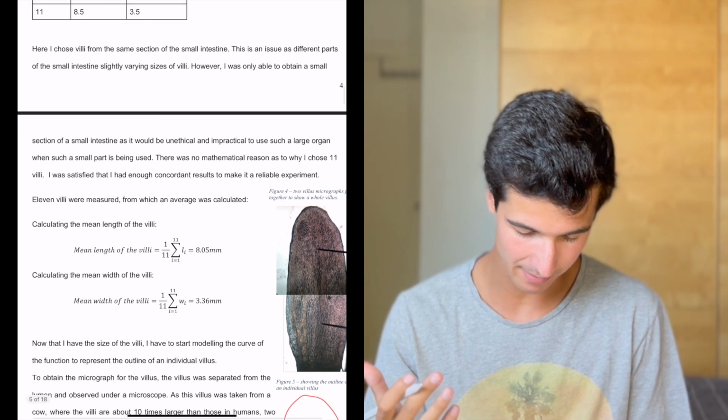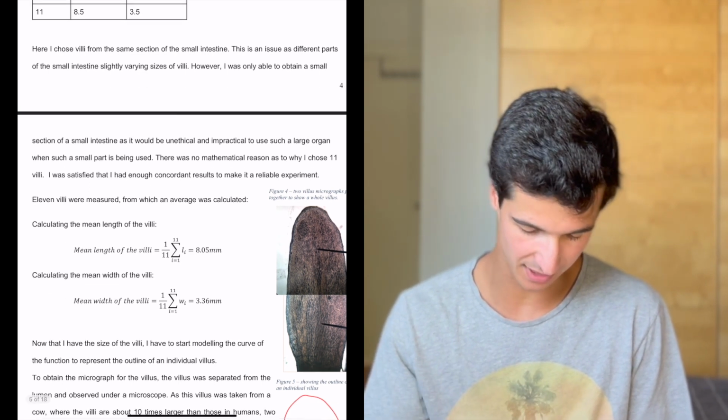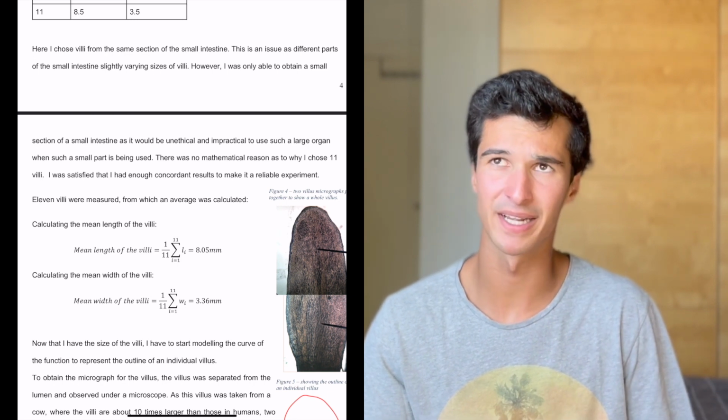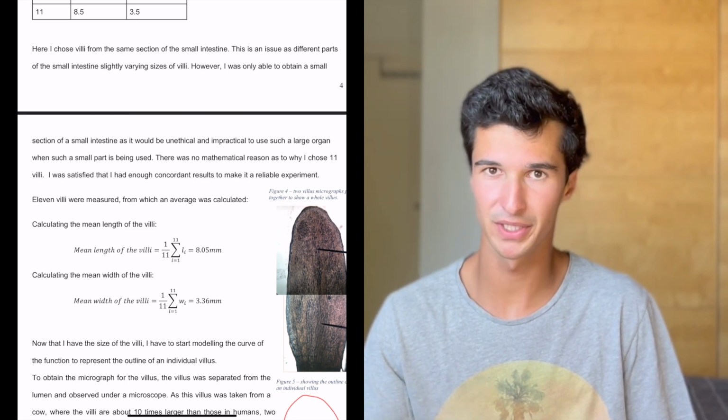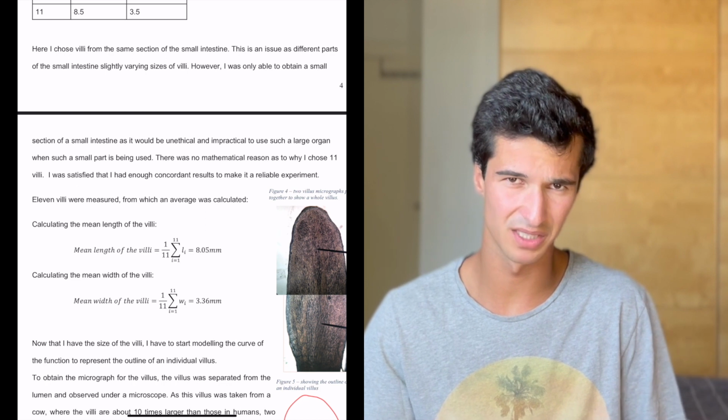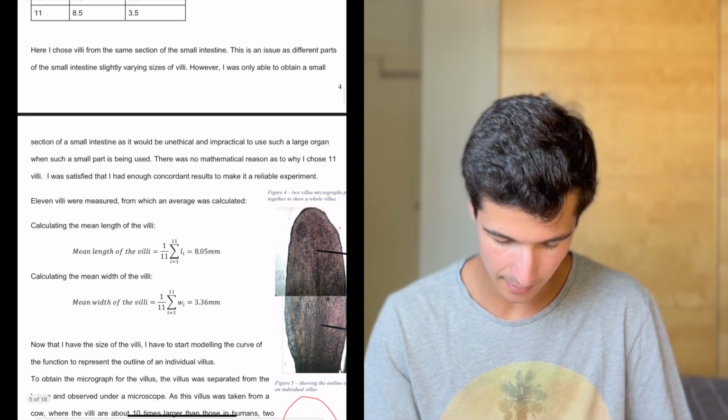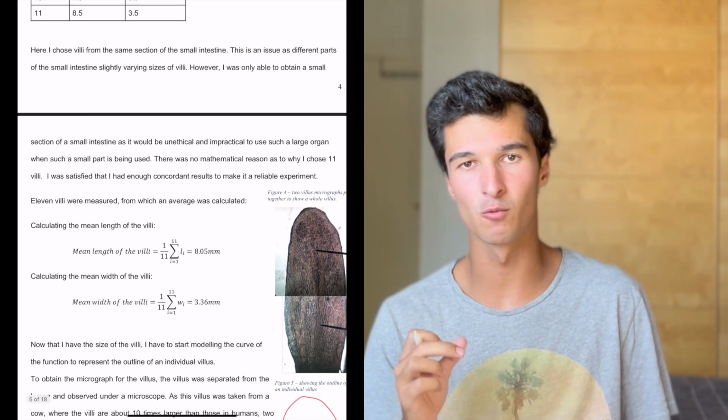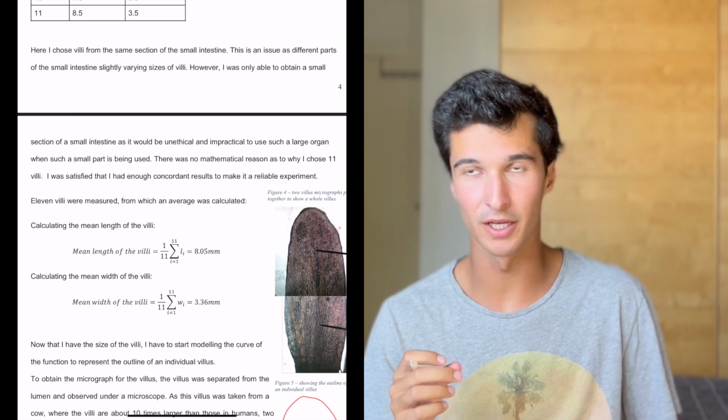There was no mathematical reason as to why I chose 11 villi. Okay, I probably should have done more in retrospect, and I probably should have had a reason. If you're gonna have primary data, have a reason behind the primary data and explain it. Me highlighting an issue with my study right from the get-go is something that is really valuable.